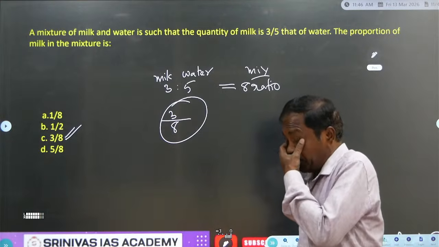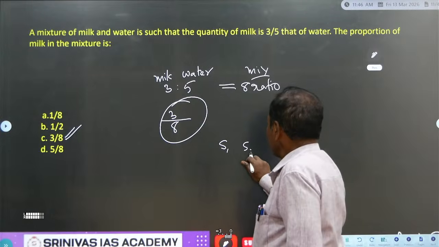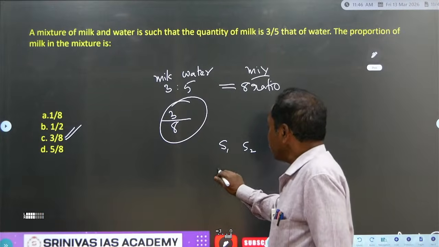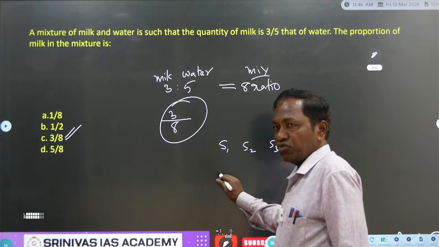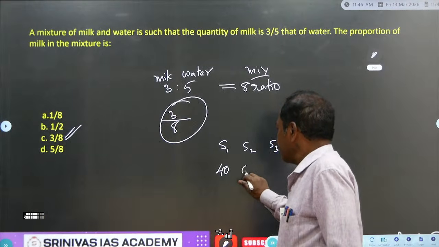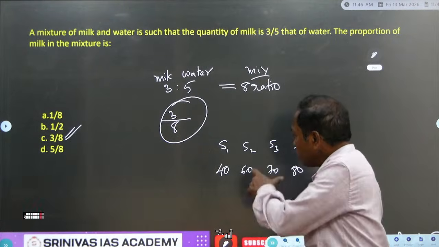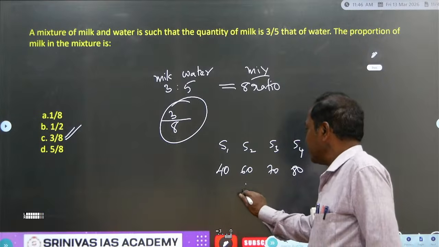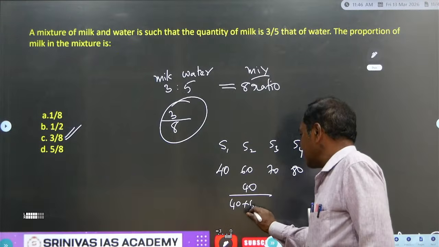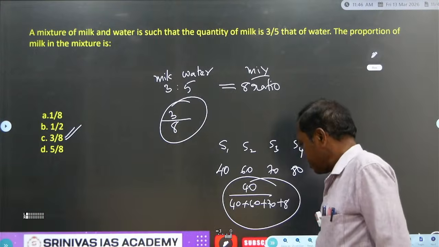Say for example, you have 4 subjects: subject 1, subject 2, subject 3, subject 4. For example, in subject 1 how many marks have you scored? Like 40, this is 60, this is 70, this is 80. What is the proportion of subject 1 marks? It means 40 out of 40 plus 60 plus 70 plus 80 is the answer.